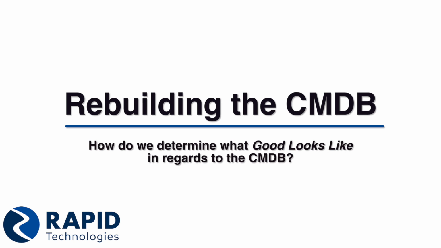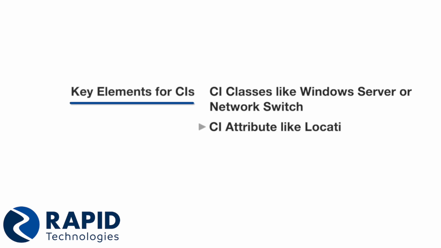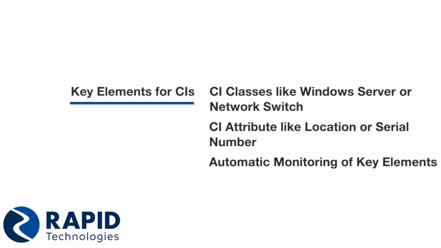A good or trustworthy CMDB should have key elements aligned with stakeholder objectives. Key elements are CI classes like Windows servers, network switches, or databases. Key elements are also attributes of a CI, like their serial number, location, or support group. So for example, if an objective is to report on the location of Windows servers, then the Windows server class and their location attribute are key elements which align to the objective. This gives a purpose to specific data in the CMDB.